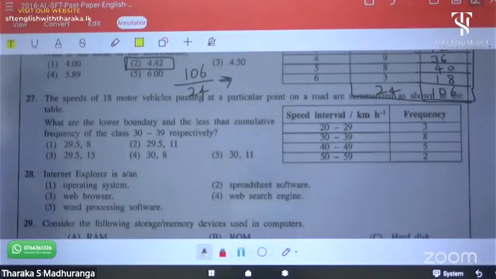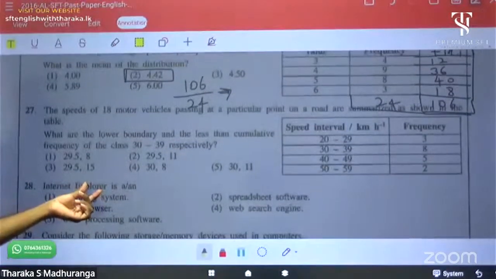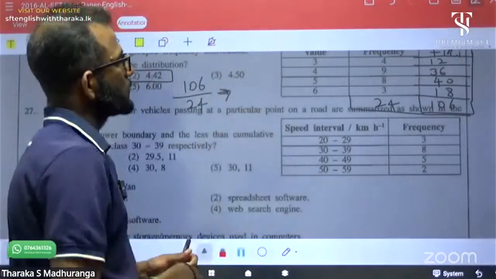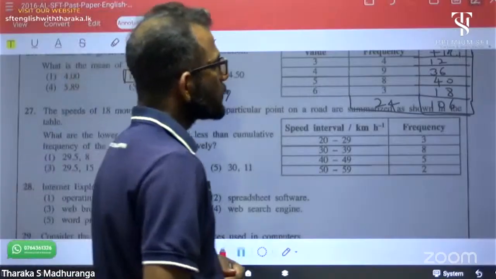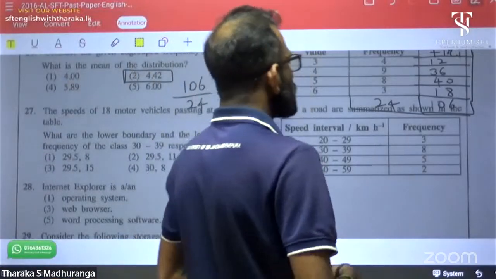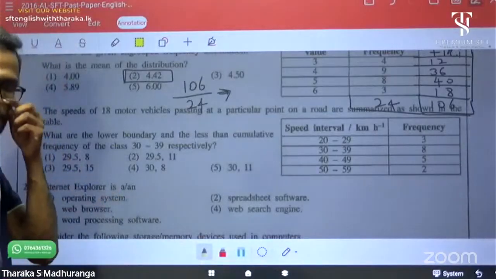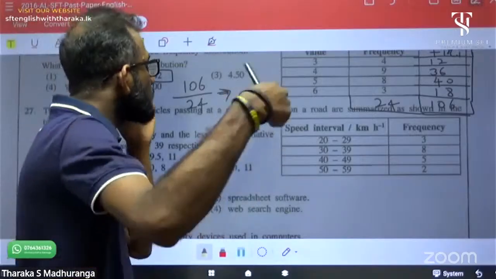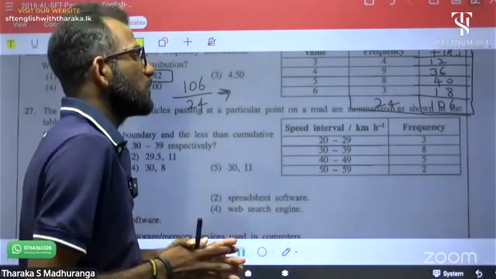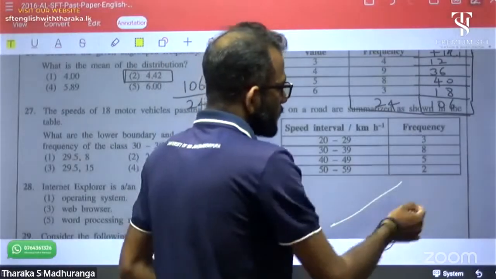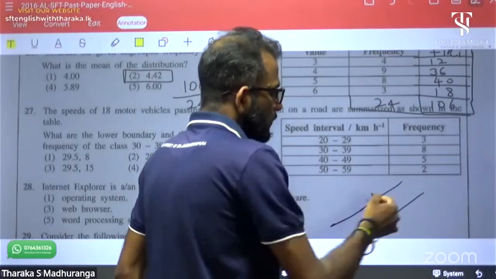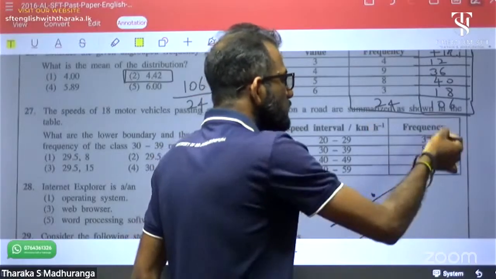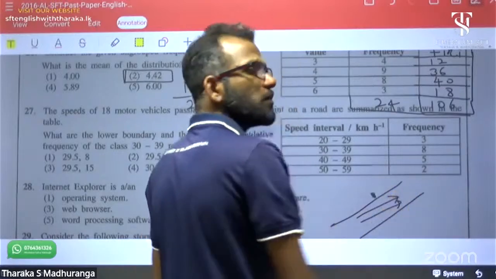Question number 27. The speeds of 18 motor vehicles passing a particular point on a road are summarized as shown in the table. Read it again. There is a road like this, and this is a particular point. This is the speed of vehicles. It has summarized the speed of vehicles passing this particular point.